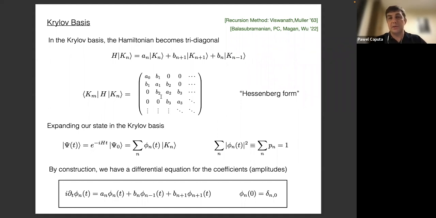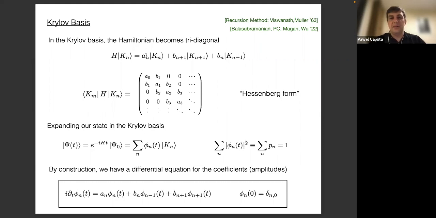Okay, so this is the so-called Krylov basis. And basically, now we expand our state that I started with. So this is psi of t, e to the minus iHt psi 0, in this Krylov basis. And the coefficients in this basis, I will denote as phi n of t. By definition, by unitarity, the absolute values of these coefficients squared sum up to 1. So we can associate probabilities Pn with this phi n of t.